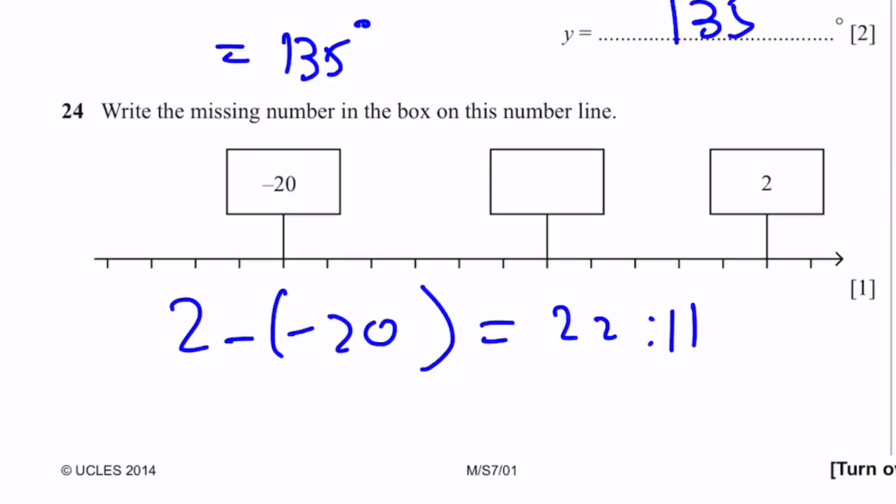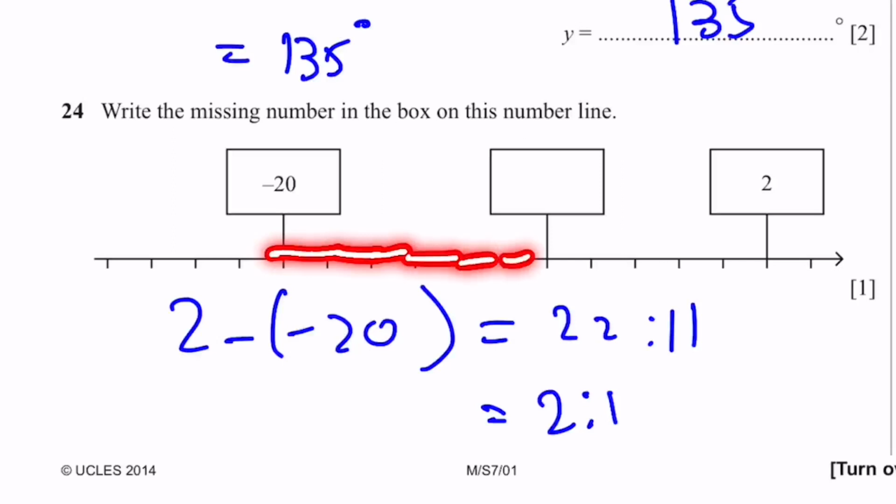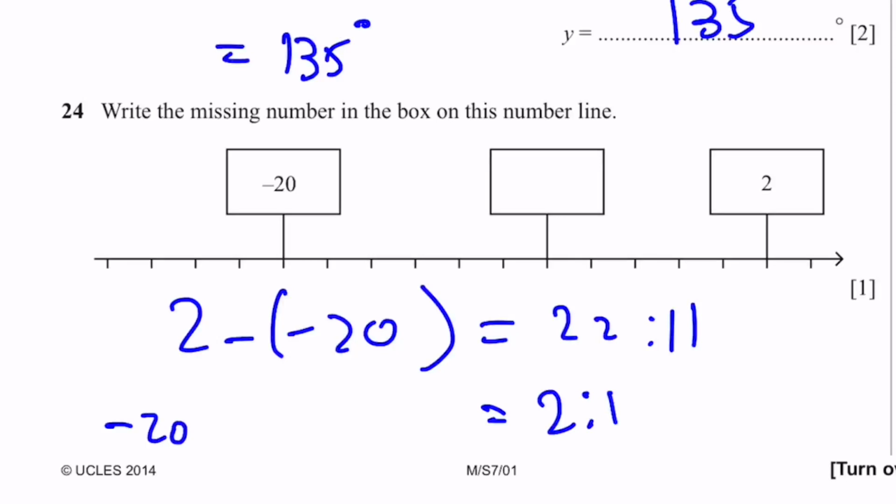So 22 is to 11 is the ratio. And that means it's 2 is to 1. So it takes 1 step to go up 2 in the number line. And now we have 1, 2, 3, 4, 5, 6 steps to get to the missing number. So that's -20 plus 6 into 2, which is equal to -8. So the answer is -8.